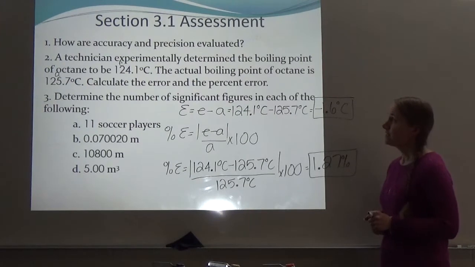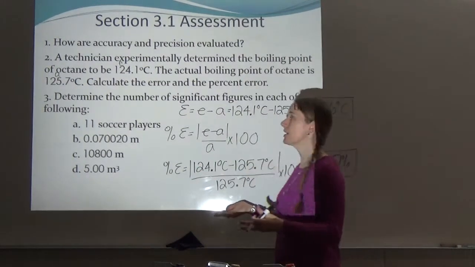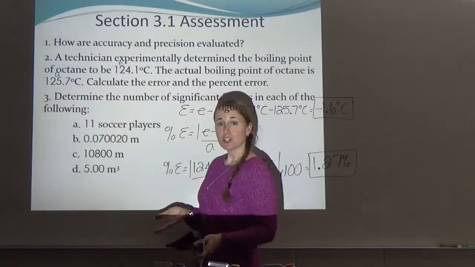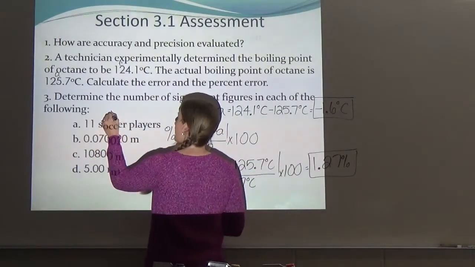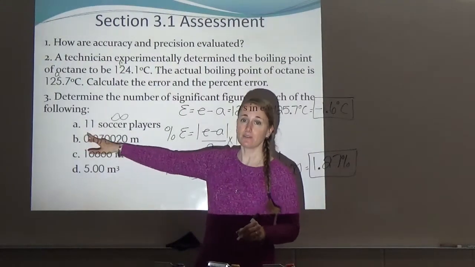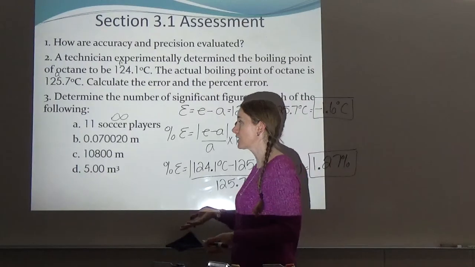All right? So, again, if you haven't tried any significant figures ones, pause this and try it first. So, 11 soccer players. Where are you going to measure or count soccer players? You're going to count, so A would have an infinite amount of significant figures. So remember, you cannot underline for that. You have to put the infinity sign or write infinity so I know what you're talking about.